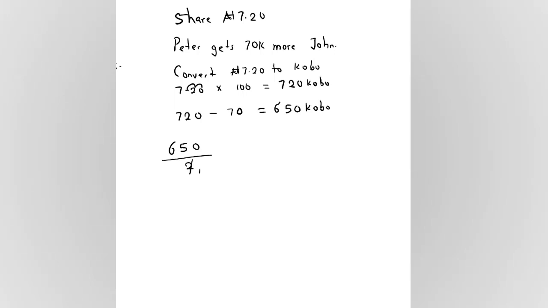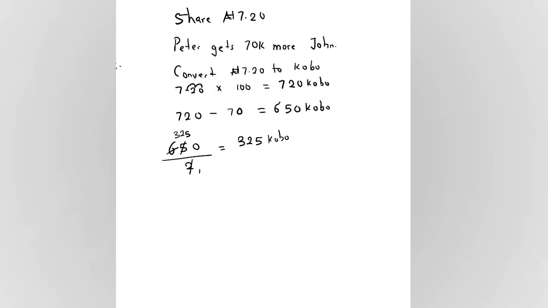2 into 6 goes 3 times. And then 2 into 5 goes 2 times, and you are left with 1. And then 2 into 10 is 5. So it is equal to 325 kobo.